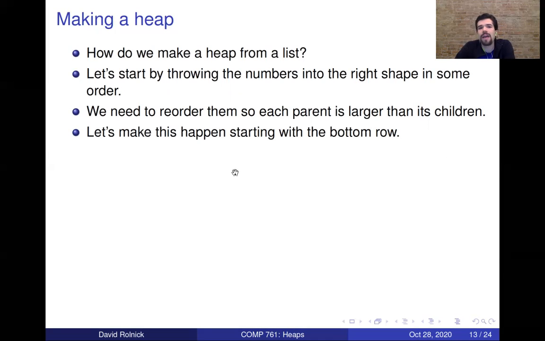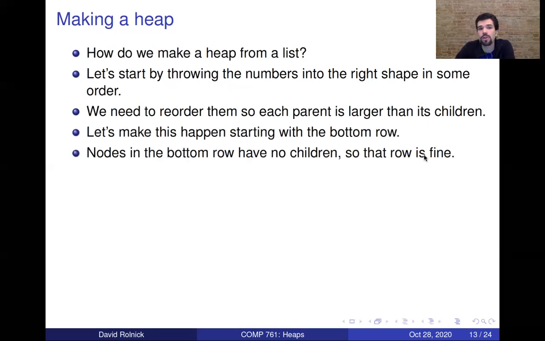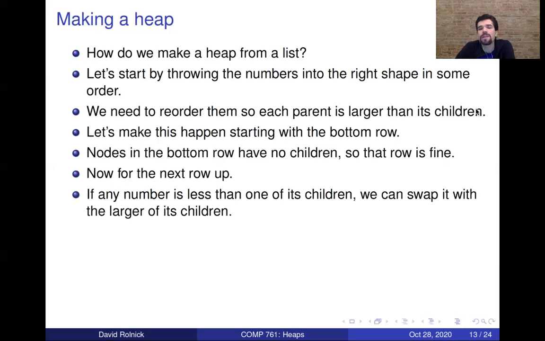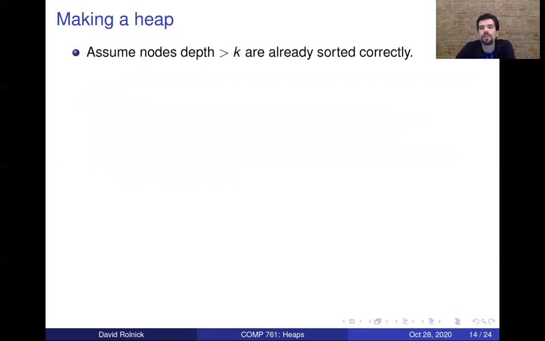Let's start making this happen with the bottom row. So the bottom row doesn't have any children. So we're already good there. There's no problem with a parent not being larger than its children because there are no children. Now, what about the next row up? If any number is less than one of its children, we can swap it with the larger one of its children. And a similar process for rows higher up, and we'll see an example in a moment. And just keep on swapping with the children.